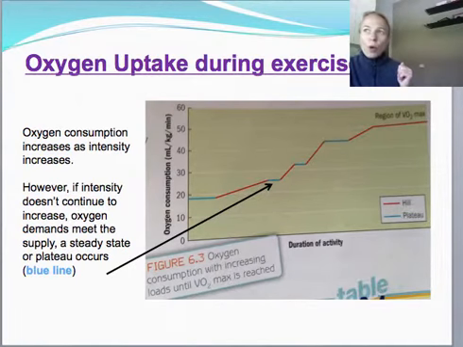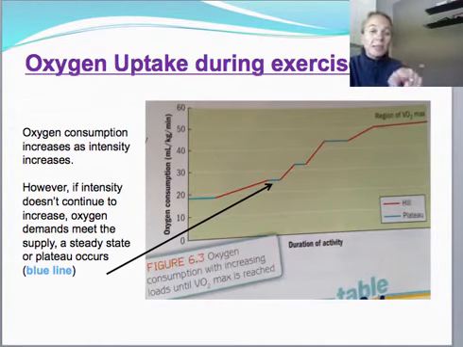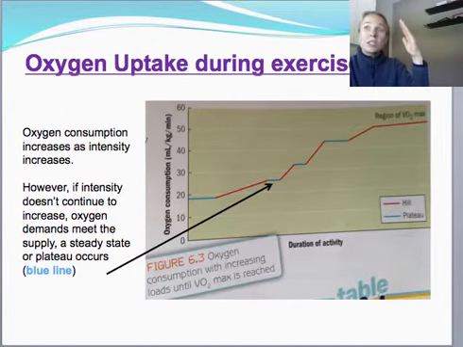So although when exercise intensity goes up, so does oxygen consumption, when it doesn't, it can remain level. All right, so the level plateau or steady state is where oxygen supply equals demand, and that is shown on the graph by the blue line. As you can see, in the blue line, oxygen consumption is not increasing because intensity is not increasing.